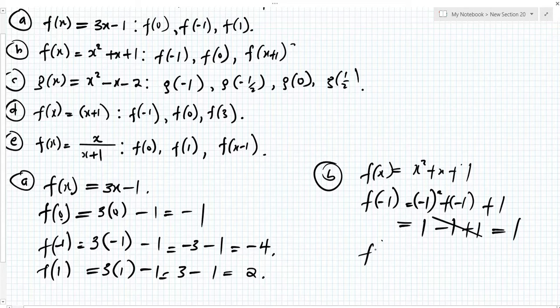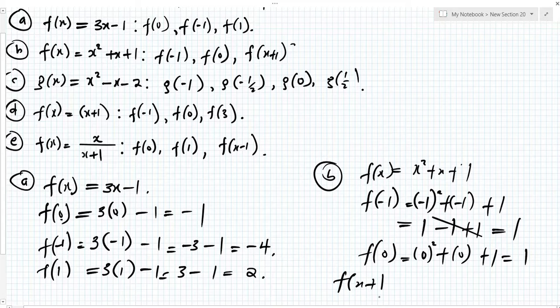Now for f of 0, wherever you see x, you put 0. So you have 0 raised to power 2 plus 0 plus 1. So you have 0 squared is 0, plus 0 plus 1. So it's all 1. Now the other one, you have f of x plus 1.